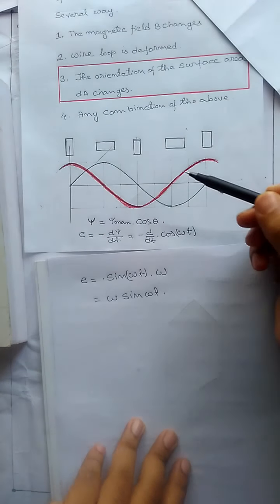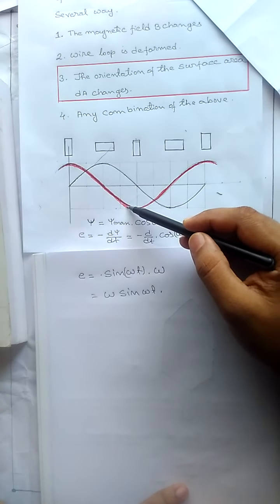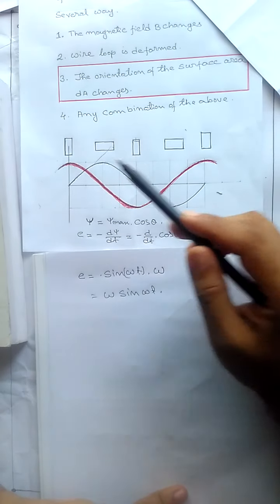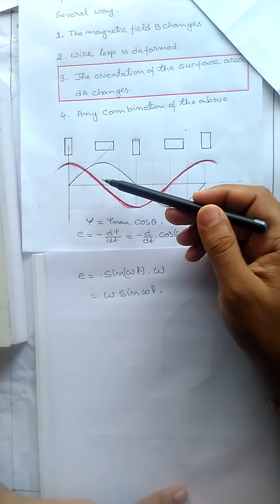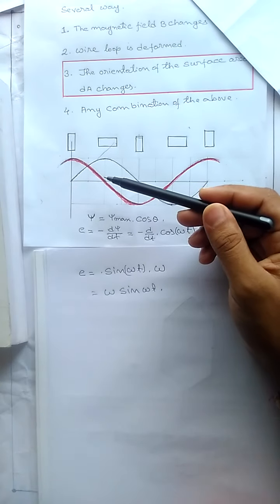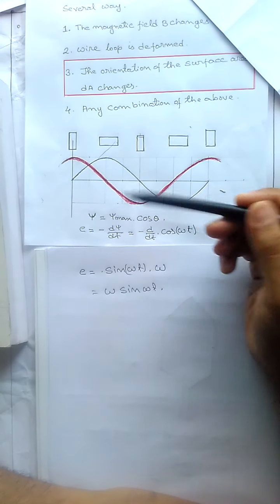What I want to say is that the flux linkage is leading the induced EMF by 90 degrees. That is, if the flux linkage is a cos function, the induced EMF will be a sine function.